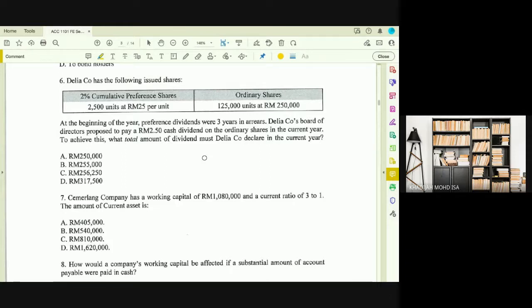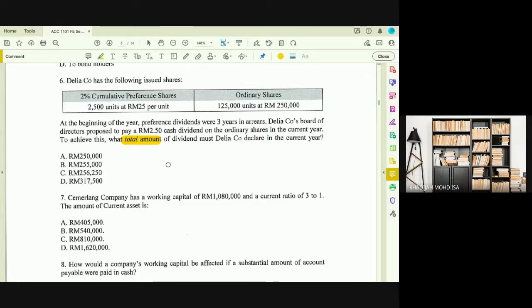Oh, I mean they want the total amount, right? Total amount means you have the ordinary shares of 312,500, but here you also have 2% cumulative preference shares, so you have to pay 2,500 times 25 ringgit per unit, then 2% of that, times 0.02, so you have 1,250.